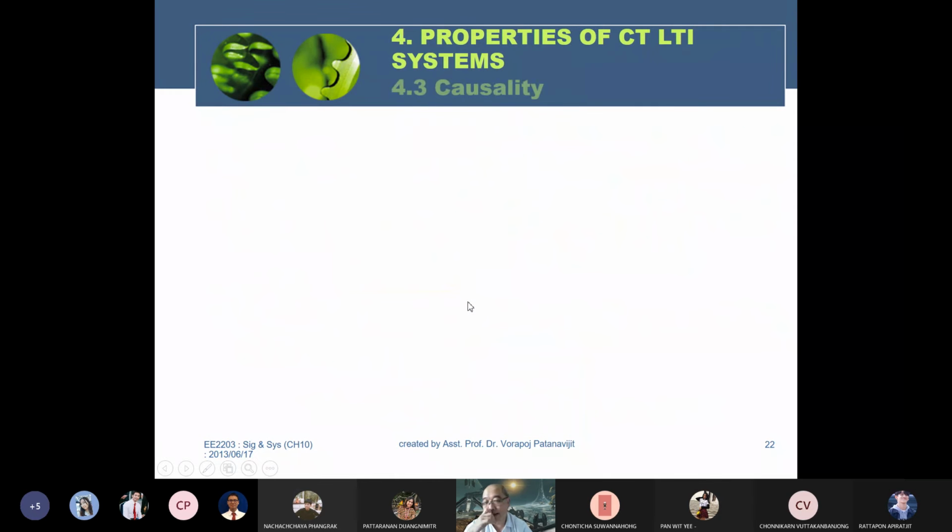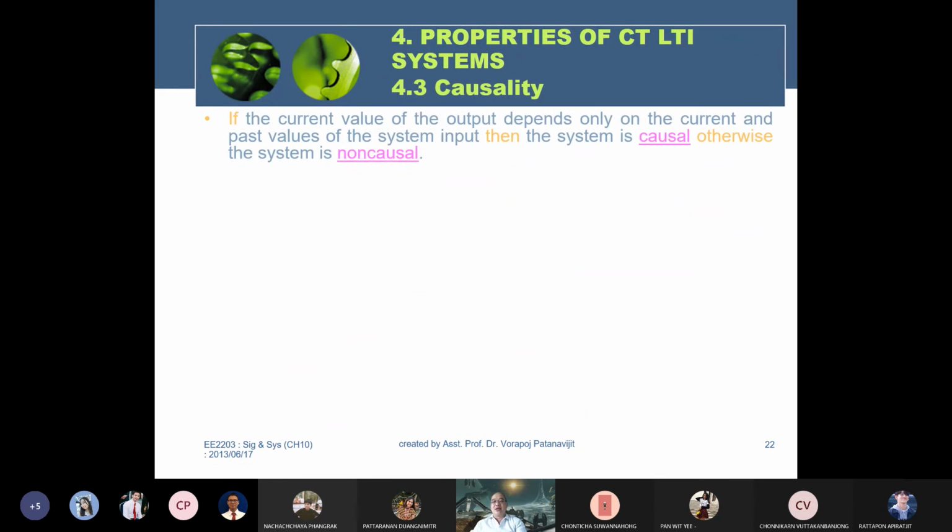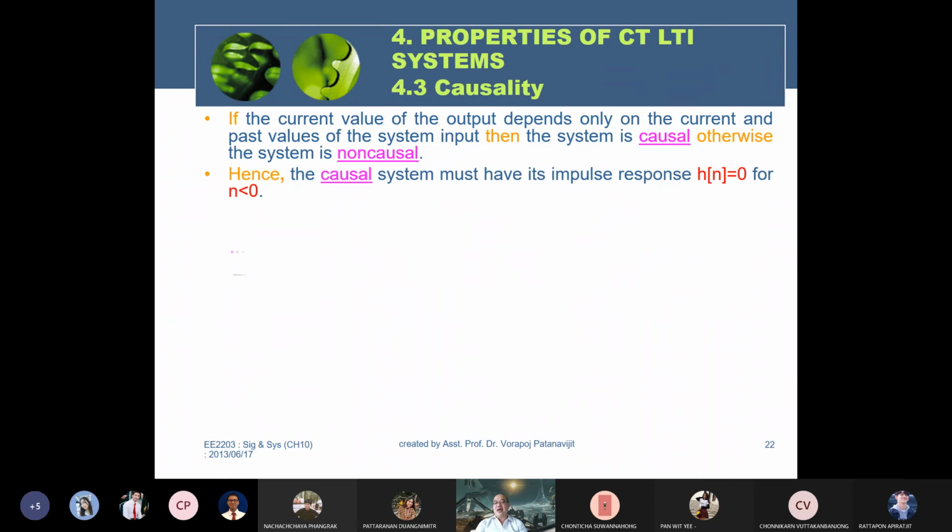The next one is causality. If the current value of the output depends only on the current and the past values of the system input, then the system is causal. Otherwise, the system is non-causal. Hence, the causal system must have the impulse response equal to 0 for n less than 0. We observe only here. If n less than 0 is equal to 0, then for n greater than or equal to 0, it can be any value. We don't care. So this is causal.